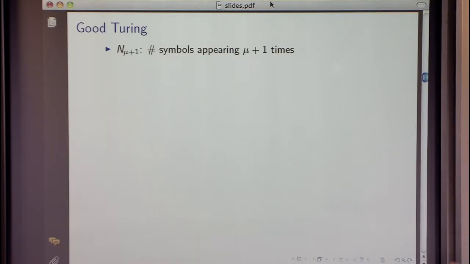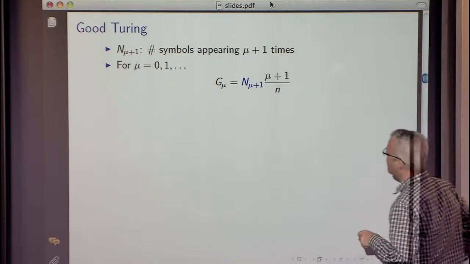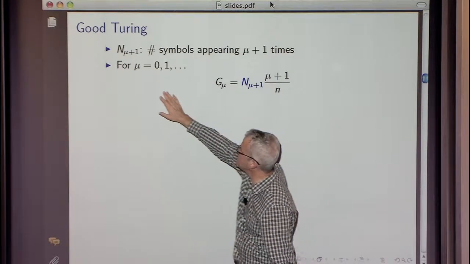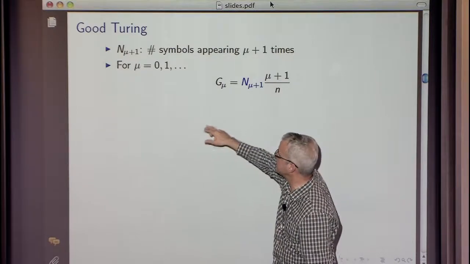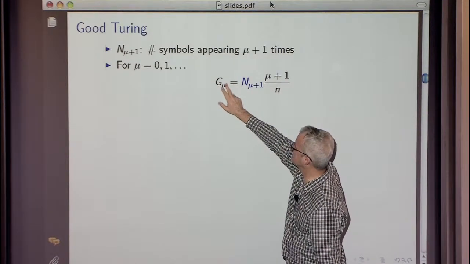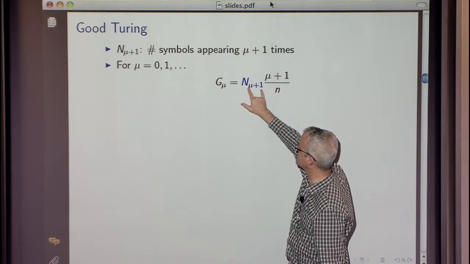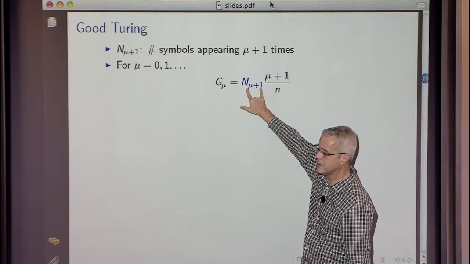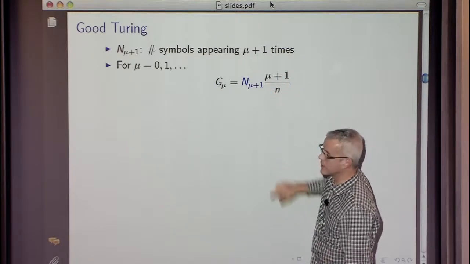so Good-Turing. Remember, n mu is the number of symbols that appeared mu times. So n mu plus 1 is the number of symbols that appeared mu plus 1 times. And what the Good-Turing estimator does is, for multiplicities mu between 0 and n, the probability assigned to things that appeared mu times is the number of things that appeared mu plus 1 times, n mu plus 1, times mu plus 1 over n.